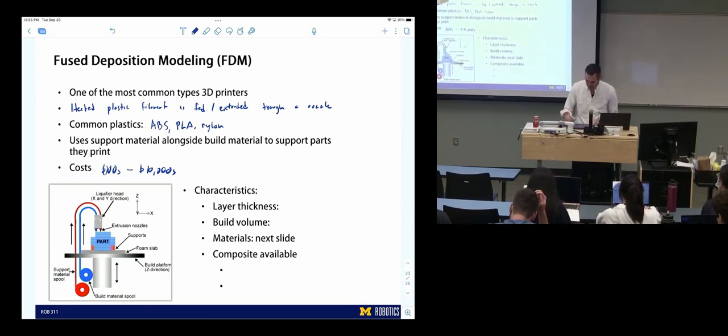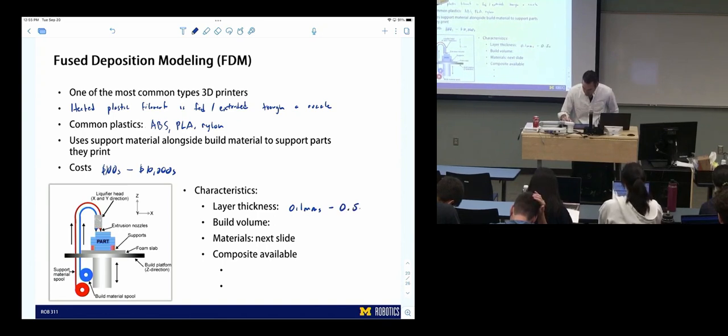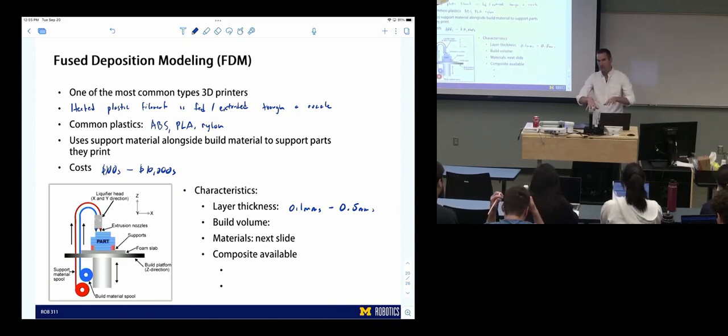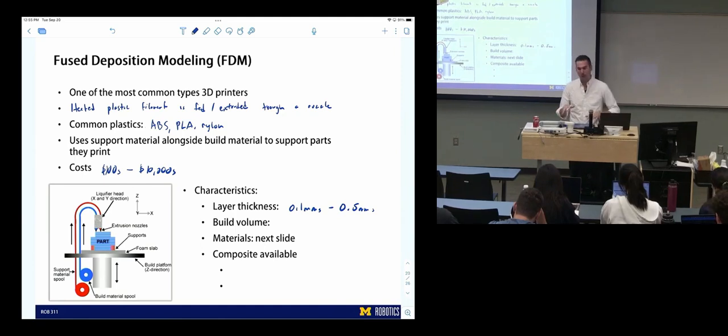So layer thickness for FDM printers can be something like 0.1 millimeters to 0.5 millimeters. It's going to lay the part up, squeeze out the material. When it finishes, the G code will say, start next layer. The part will move, or the platform will move, and it'll just keep going.